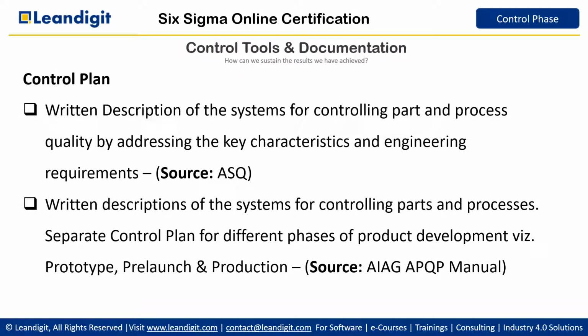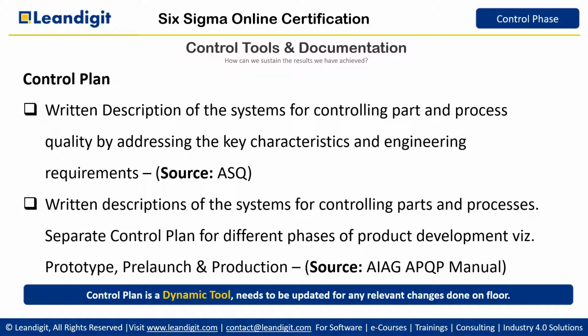The AIAG APQP manual adds to the definition the need for control plans at different phases of product development, which are the prototype control plan, pre-launch control plan, and production control plan. It should also be noted that a control plan is a dynamic tool and needs to be updated for any relevant changes done on the floor.